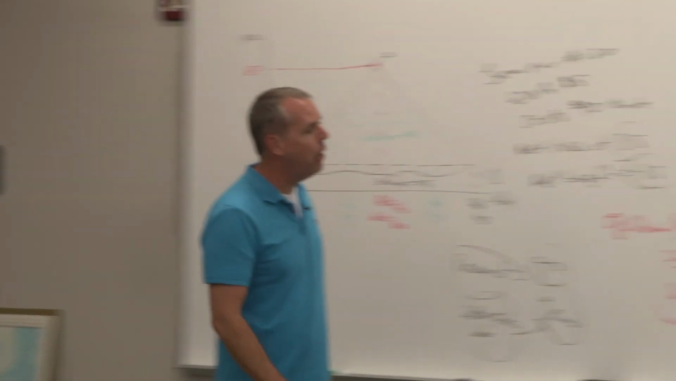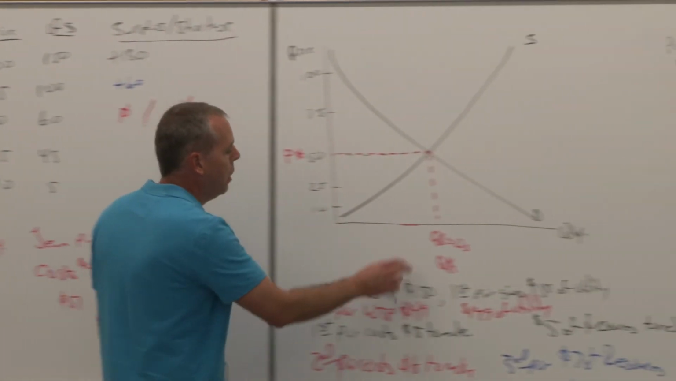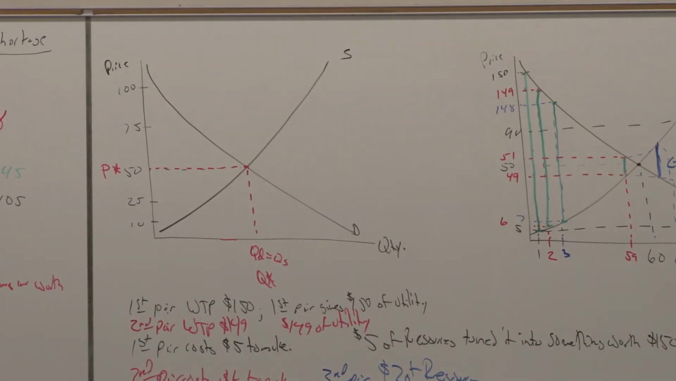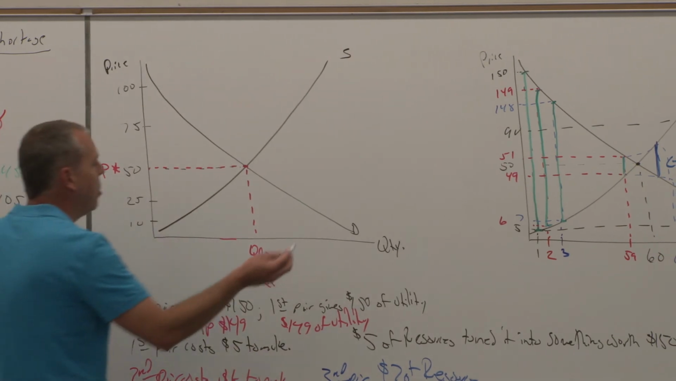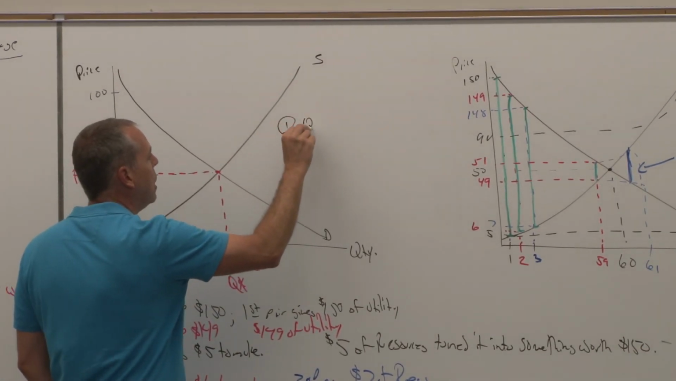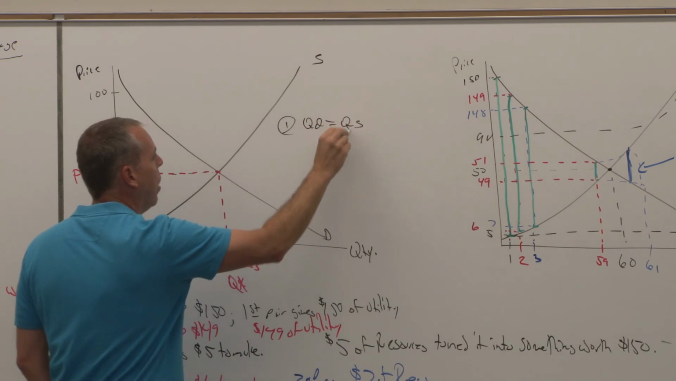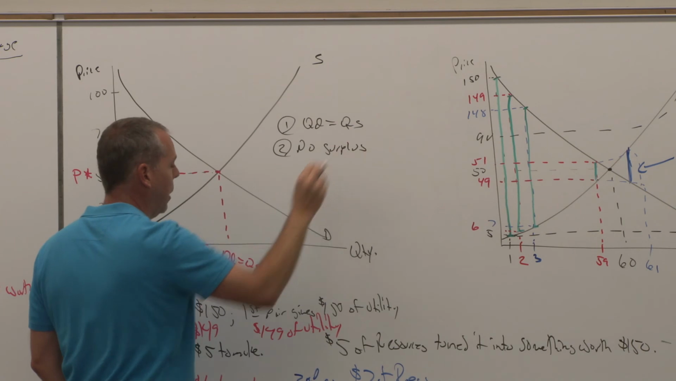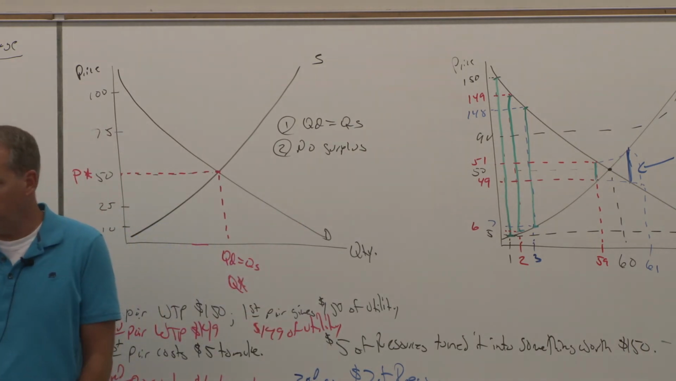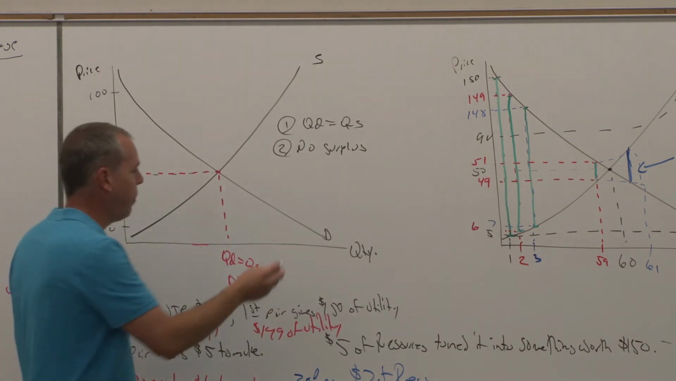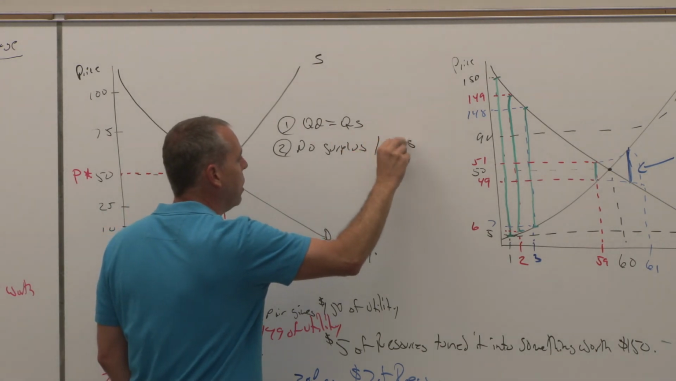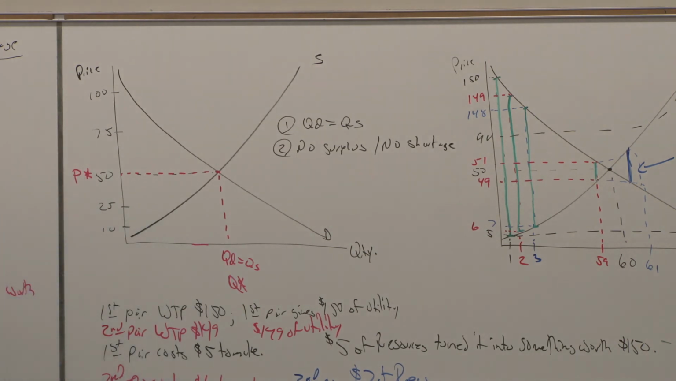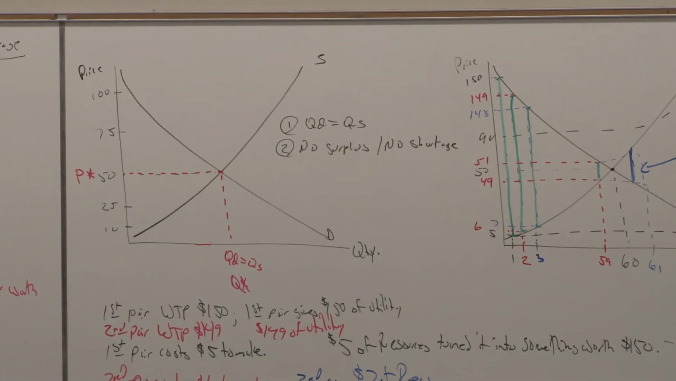So we said here, hey, at this equilibrium, quantity demanded is equal to quantity supplied, right? So we know here at this equilibrium, there's lots of different things that are happening. Quantity demanded is equal to quantity supplied. There's no surplus. Surpluses make prices want to fall, but there's no reason for prices to fall because there's no surplus. There's no shortage. Shortages make prices want to rise, but there's no reason for prices to rise because there's no shortage.